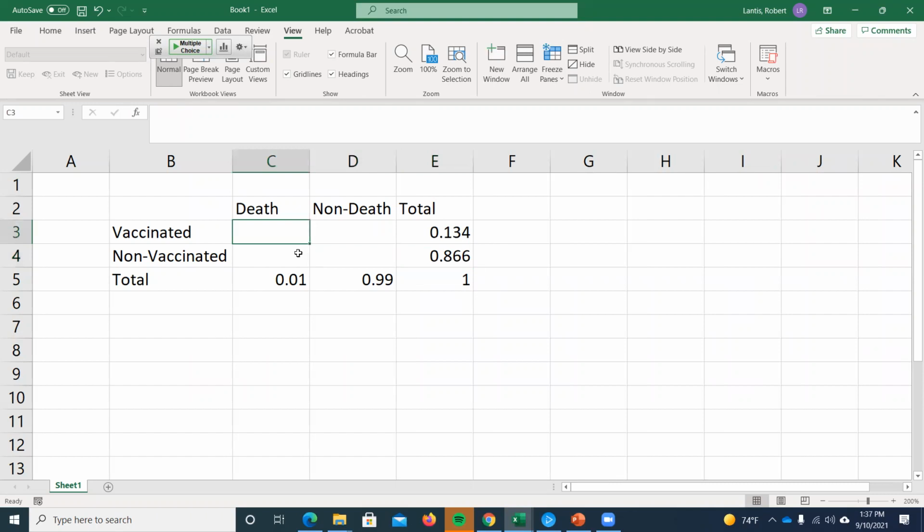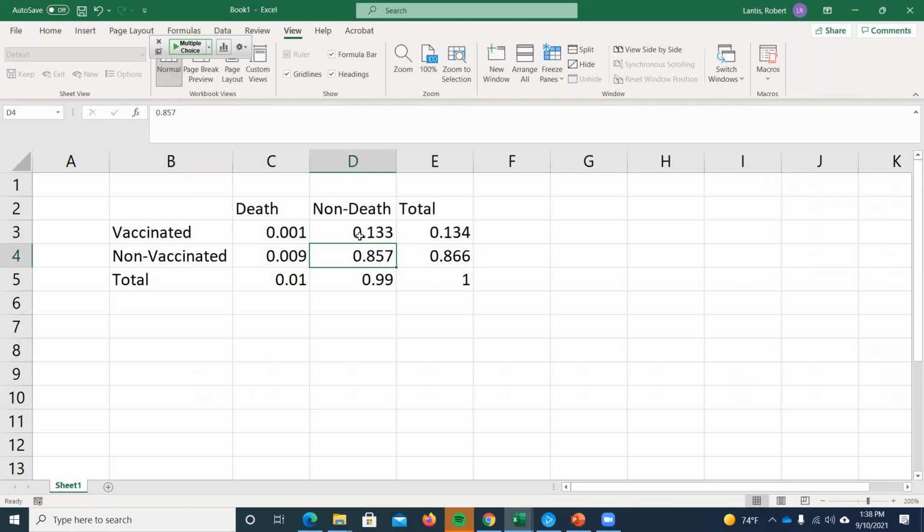So if you contract COVID, I have this database of people who got COVID, and I'm choosing someone out of it. What's the probability that they died from COVID and were vaccinated? 0.001. Probably they died and were unvaccinated, 0.009. Probably they were unvaccinated and didn't die, 0.857. Probably they were vaccinated and didn't die was 0.113, okay?